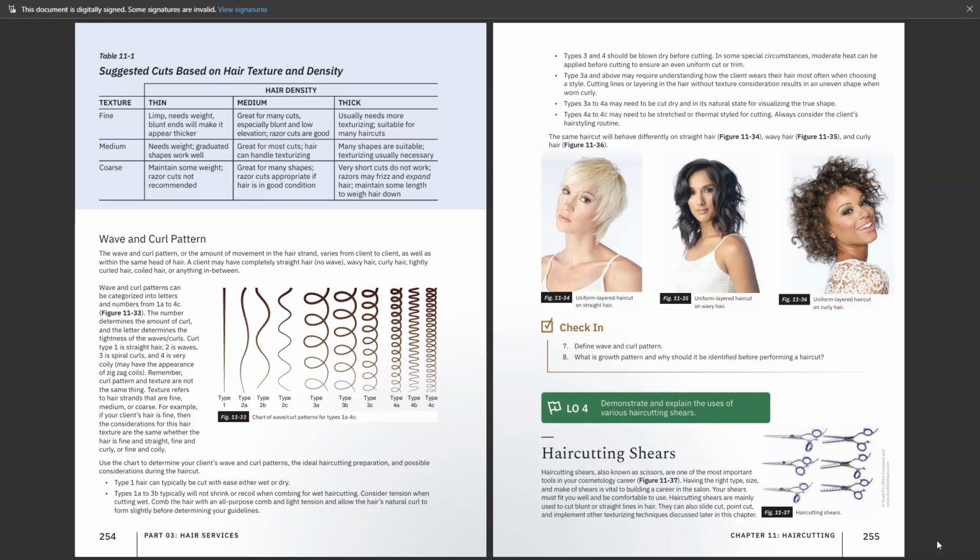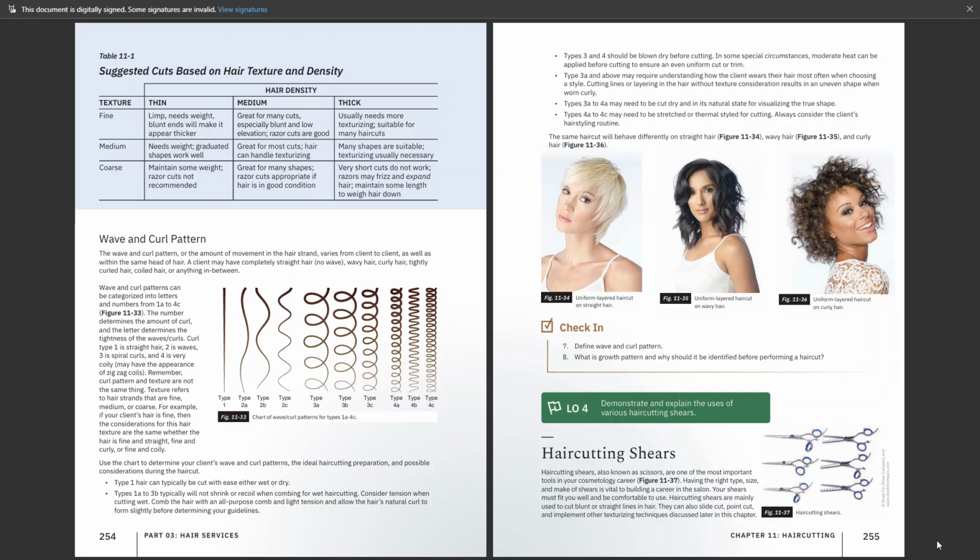Fine textured hair but thin needs weight. Graduated shapes work well. A medium texture with medium hair density is great for most cuts, and the hair can handle texturizing. And a medium texture but thick hair, many shapes are suitable. Texturizing usually necessary.